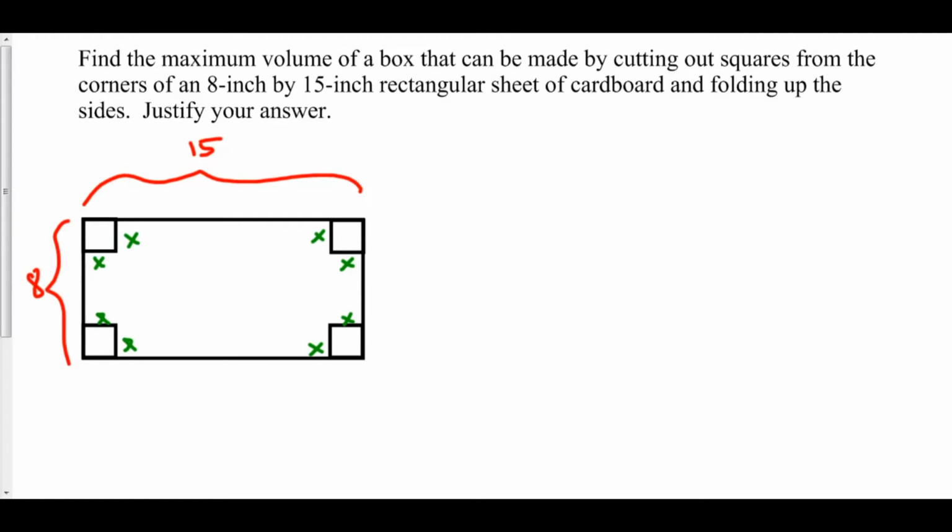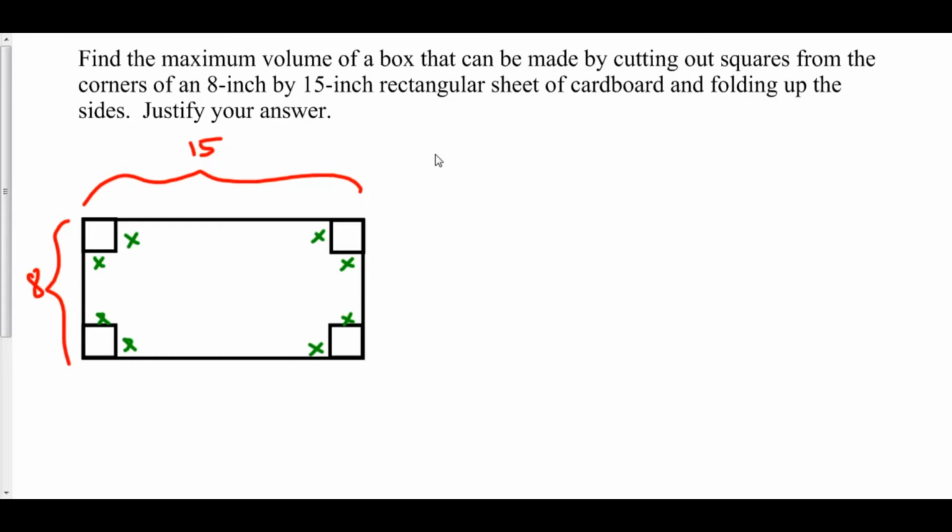Find the maximum volume of a box that can be made by cutting out squares from the corners of an 8-inch by 15-inch rectangular sheet of cardboard and folding up the sides. Justify your answer. Here's our 15 by 8 cardboard right here. We're cutting out squares of equal length from each corner of our cardboard box. Once these squares are cut out, we'll then fold up the resulting sides to create a box.